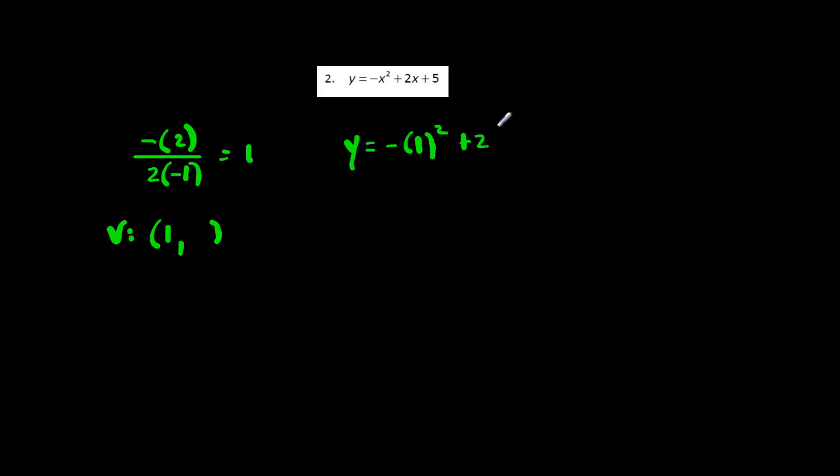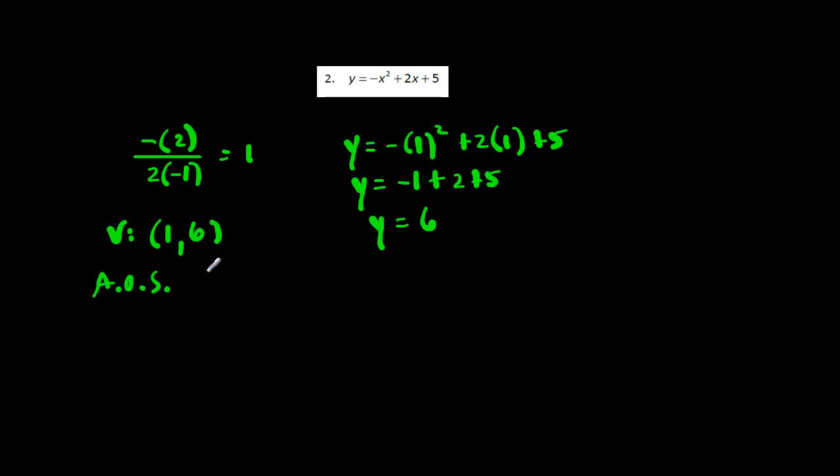Number 2, same questions. So the opposite of b over 2a is negative 2 over negative 2, which is 1. So the vertex is going to be 1 comma something. So we're going to have to plug in 1 up here and see what we get. Use parentheses when substituting. So y equals 1 squared is 1. 1 times a negative is negative 1. Plus 2 plus 5. 5 and 2 is 7. 7 minus 1 is 6. So there's our vertex.